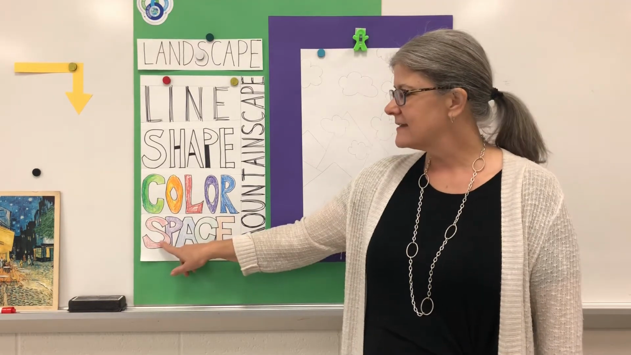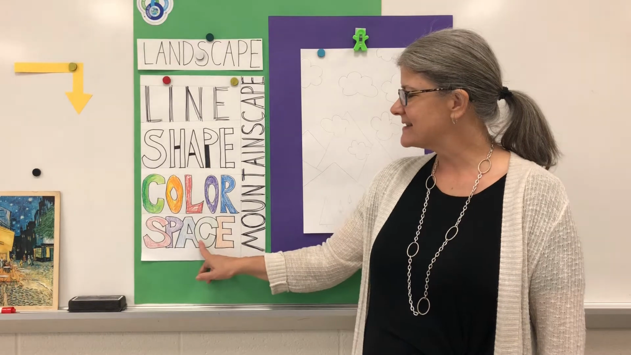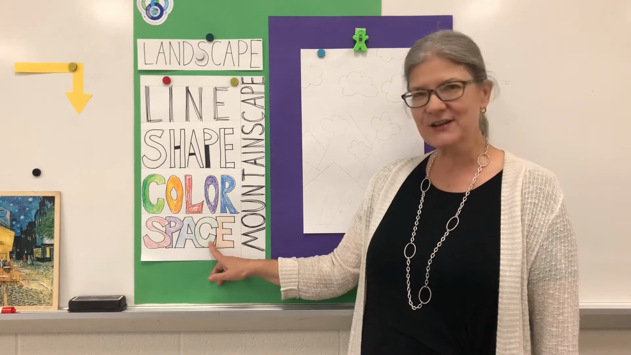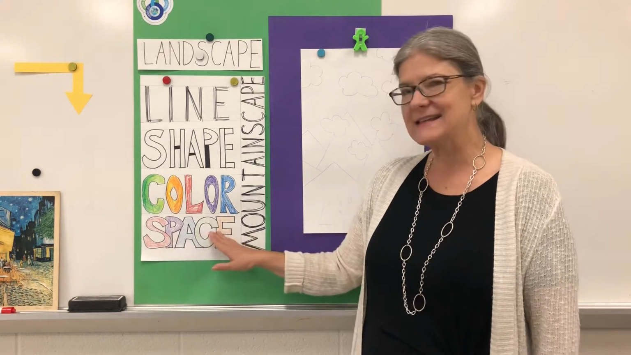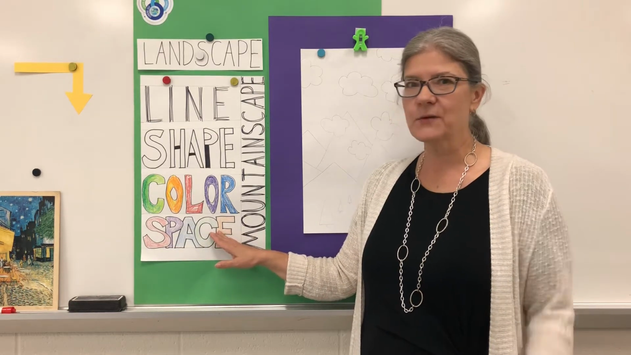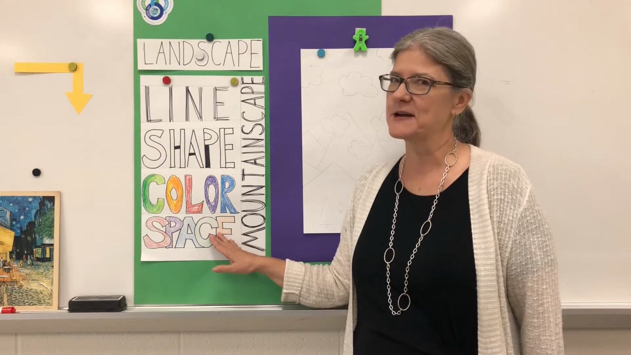Notice how the S is in front of the P in the word space, and the C is in front of the A. I used overlapping and made it look kind of crowded to give it a sense of space. The landscape that we're going to draw today is a mountainscape. I'm going to show you that word in a minute.